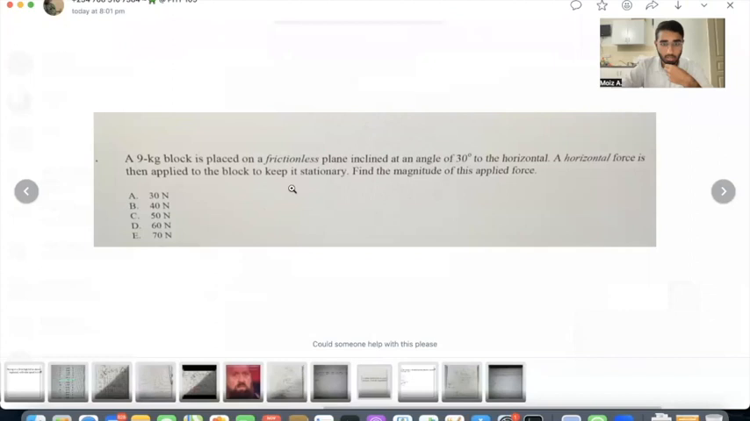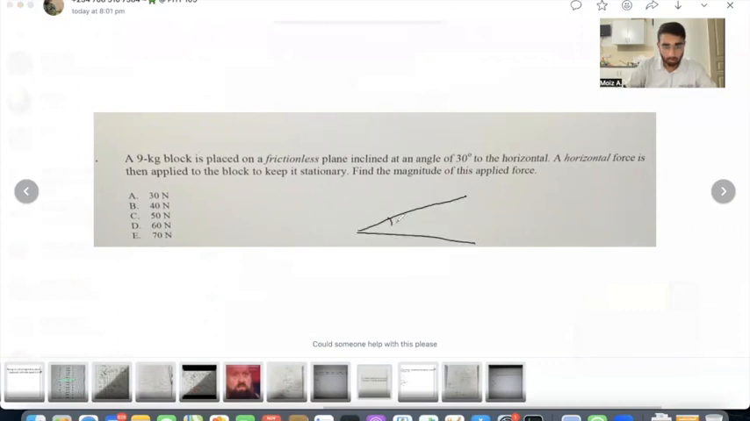This one first. A 9 kg block is placed on a frictionless plane inclined at an angle of 30 degrees to the horizontal. A horizontal force is then applied to the block to keep it stationary. Find the magnitude of this applied force. All right, so this is a question from chapter 5, but let's do it.